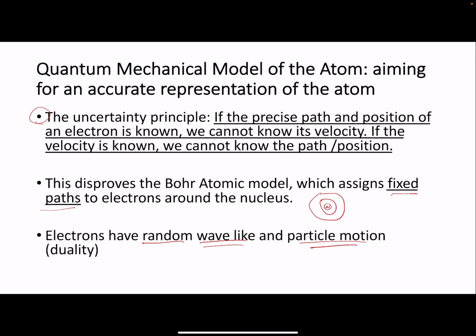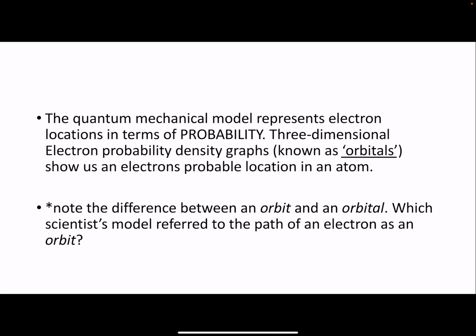So that's called duality. The idea is that when they act as waves, they exist in certain energy levels, they can interfere with each other, and when they act as particles, they have properties that allow them to interact with matter. So the quantum model describes probability, where the electron can be.